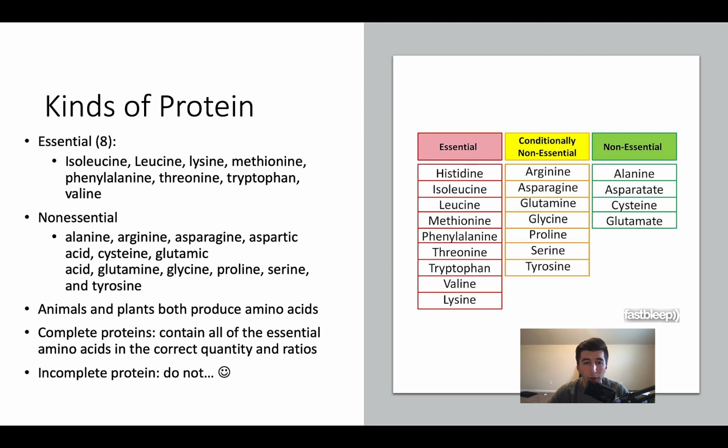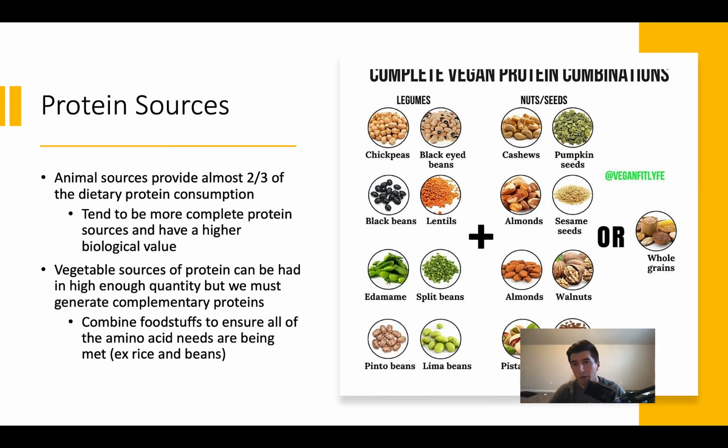A complete protein is what you're going to see in animal products and meat-based products, and that means that it's containing all of the essential amino acids in the correct ratio as well as the quantity. So incomplete proteins, plant proteins are not. Animal proteins, complete proteins are. So what are some protein sources?